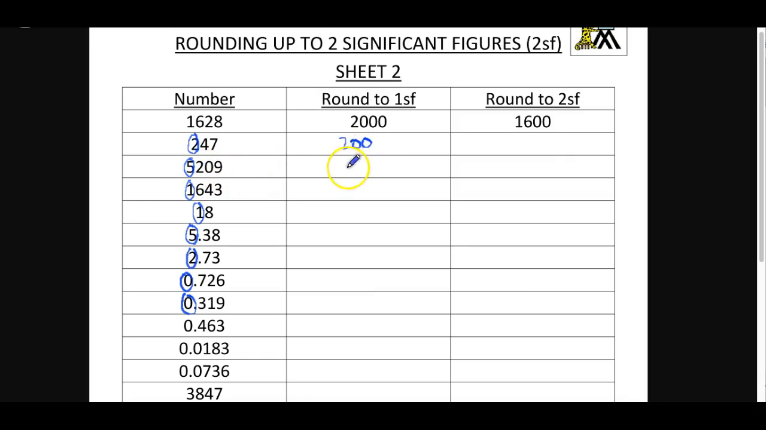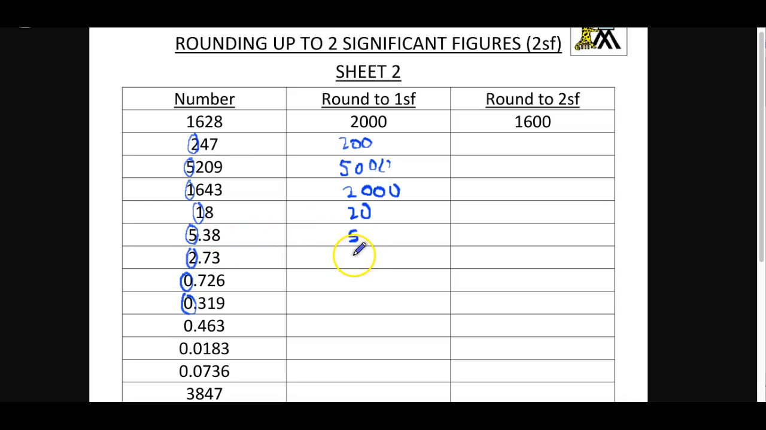This one's 2, so it doesn't round, so it's just 5,000. This one's 6, so it rounds up. So similar to the very first number. This one is 8, so it rounds up to 20. Here it is 3, so it doesn't. Now remember, you can just leave it as 5. So it's just one significant figure.